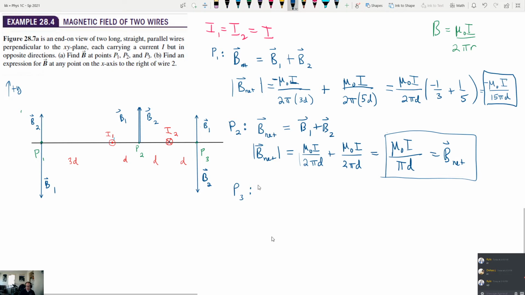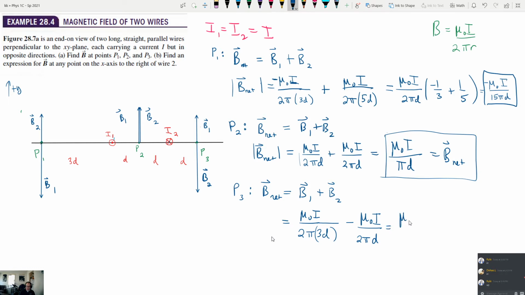Then once again, the net magnetic field is going to be equal to B1 plus B2. B1 is going to be mu naught times I divided by 2 pi times the distance, which is now 3d. And B2 is down, so we'll put minus, and then the distance is just d. So this one ends up being mu naught I over 2 pi d times the first one, which has a 1/3, minus 1.